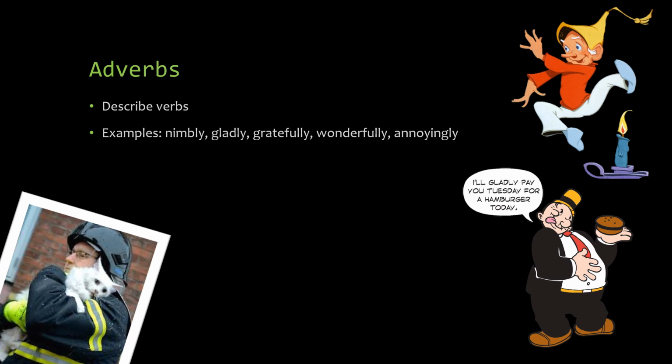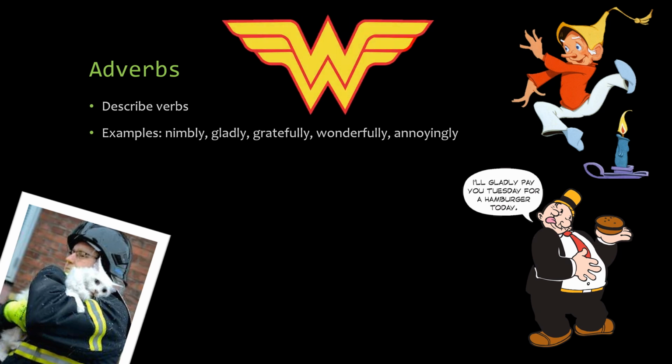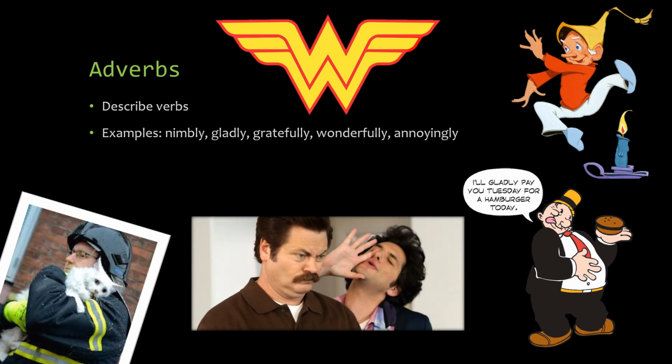Here's another example. This cat is reacting gratefully to being rescued by a firefighter. The cat is glad, but it is reacting gladly. So again, it all depends on what we're describing here. If we talk about Wonder Woman, to use a superhero example, Wonder Woman is wonderful, as her name suggests, and she acts wonderfully. That's why she gets her name. And of course, you might have a coworker or a family member perhaps who is annoying, like this fellow here is. If you ever watch Parks and Recreation, you recognize the characters. And of course, he's acting annoyingly.